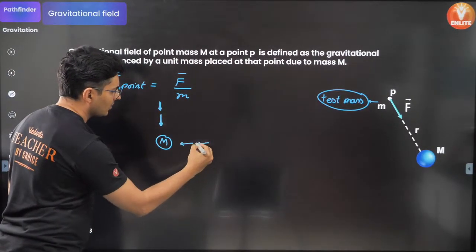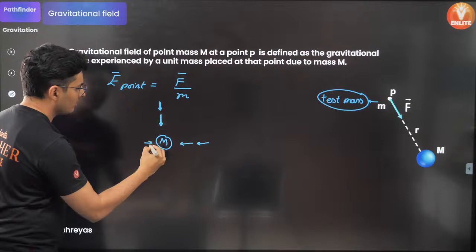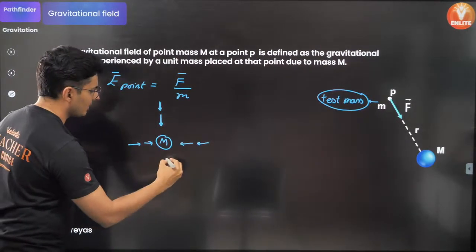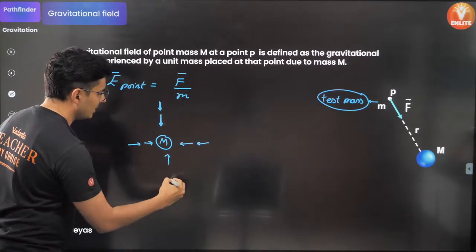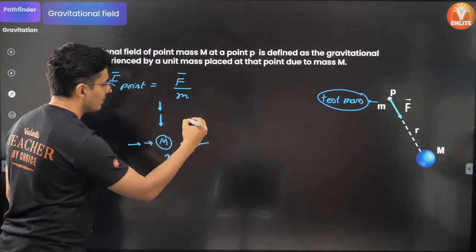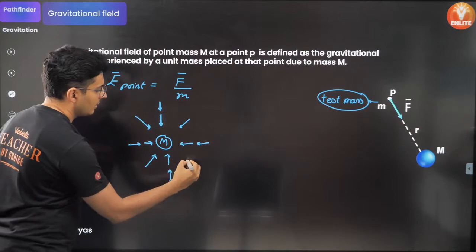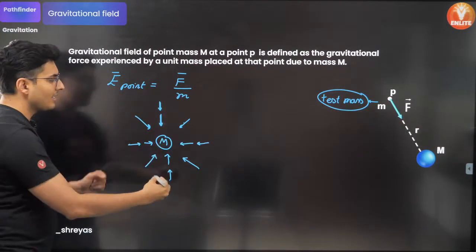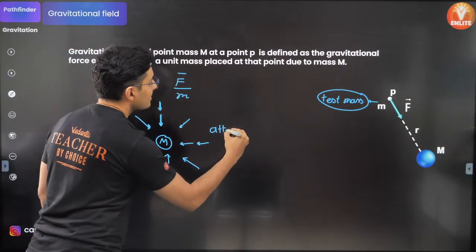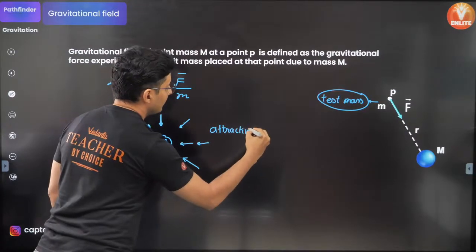Test mass here, force will be this way. Here, this way. Here, this way. So you can see it is an attractive field. This is called an attractive field.